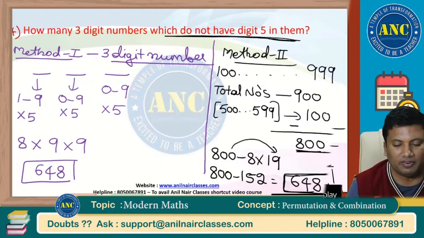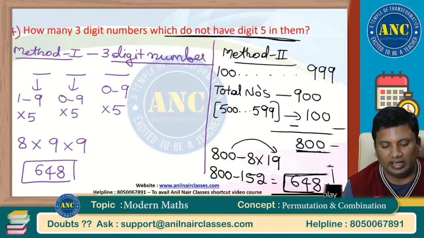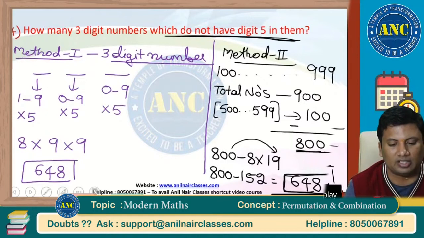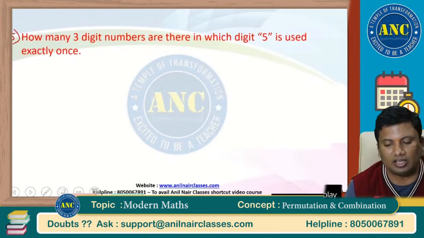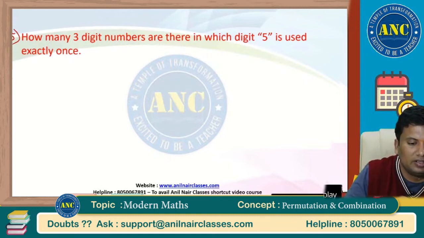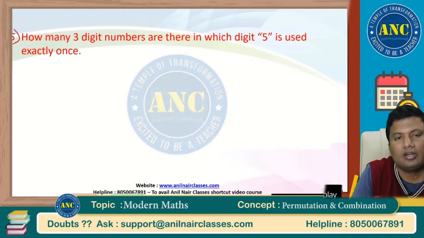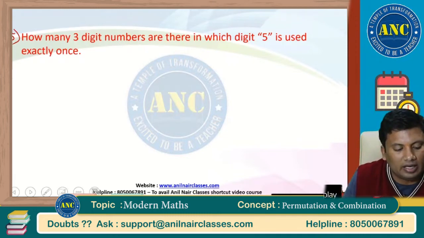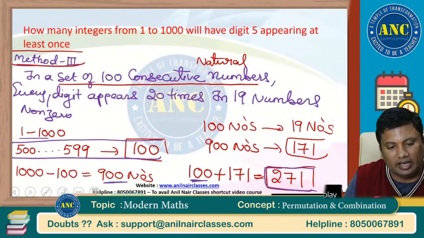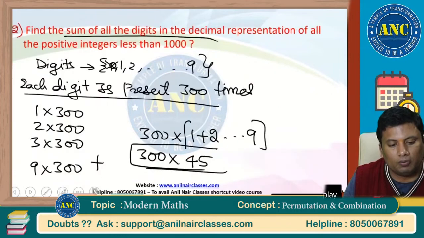800 minus 152 is 648. I hope it is clear. Now in the previous case, all the 3 methods give the same answer, 271. I hope these 3 problems are clear to you. Kindly reply in case you have a doubt in this method. 648, again, method 1, method 2, method 3.